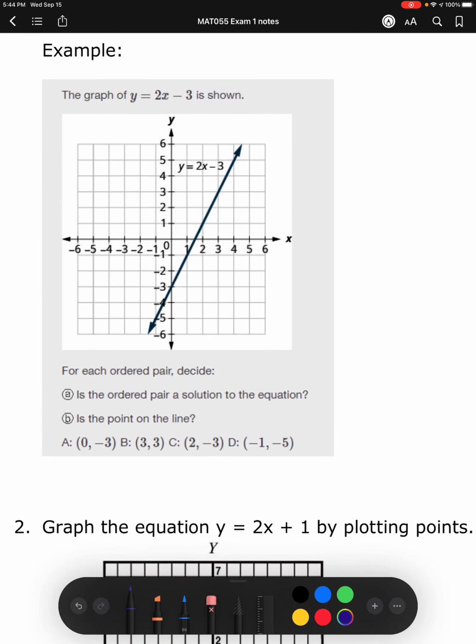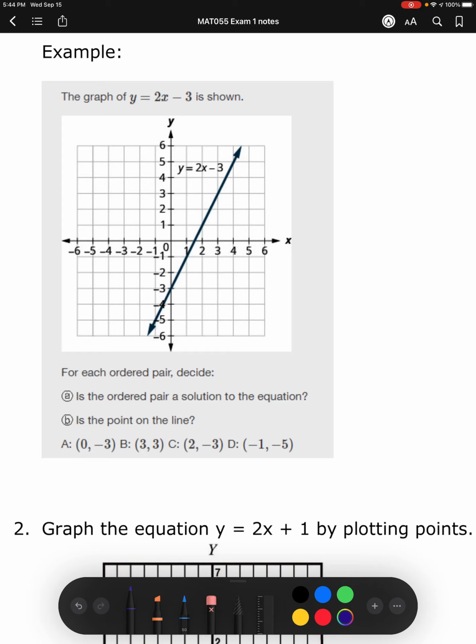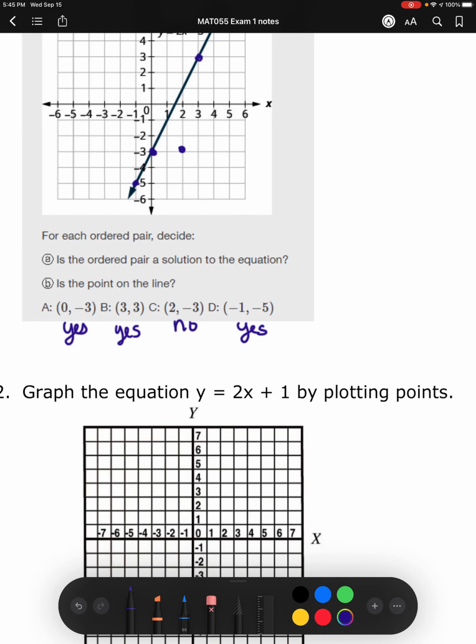Here's a graph of y equals 2x minus 3. We want to see if the ordered pair is a solution to the equation and if it is a point on the line. Those are kind of asking the same thing, right? So 0, -3 is right here. So yes and yes. 3, 3, also yes. 2, -3, nope. That is not on the line. And -1, -5 is indeed on that line. So they are all solutions and all on the line.